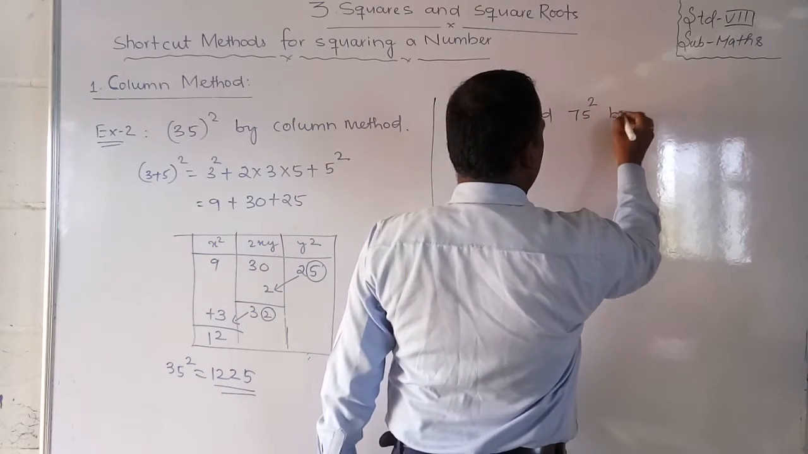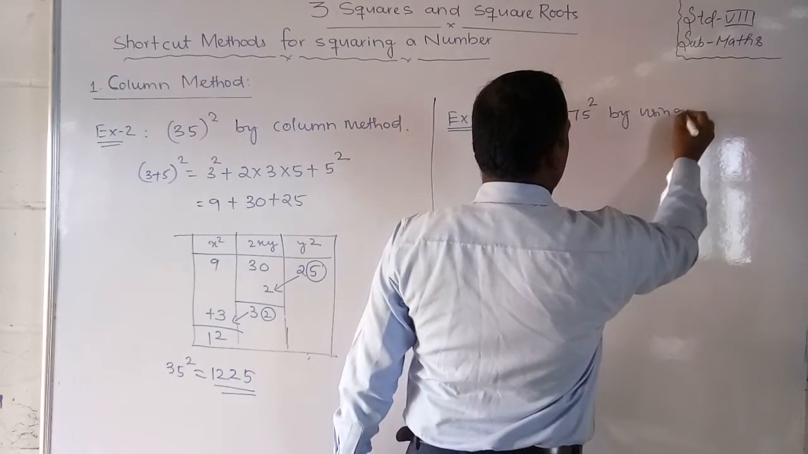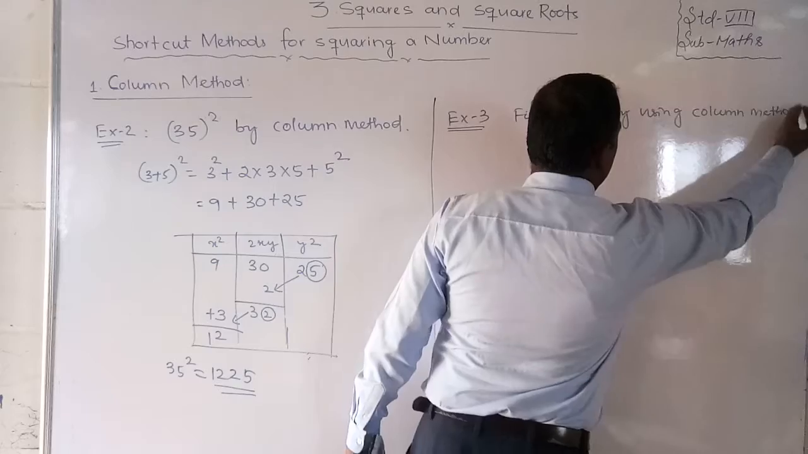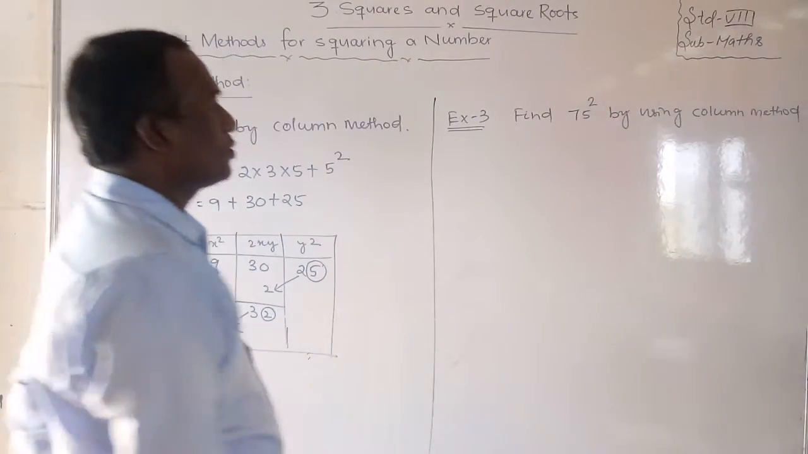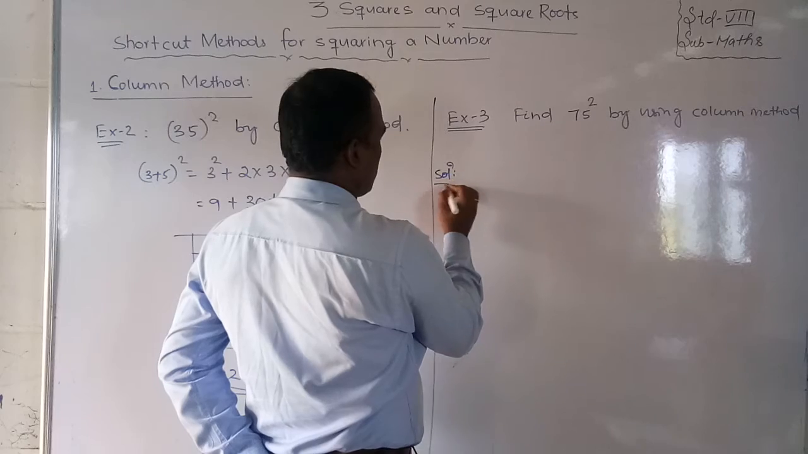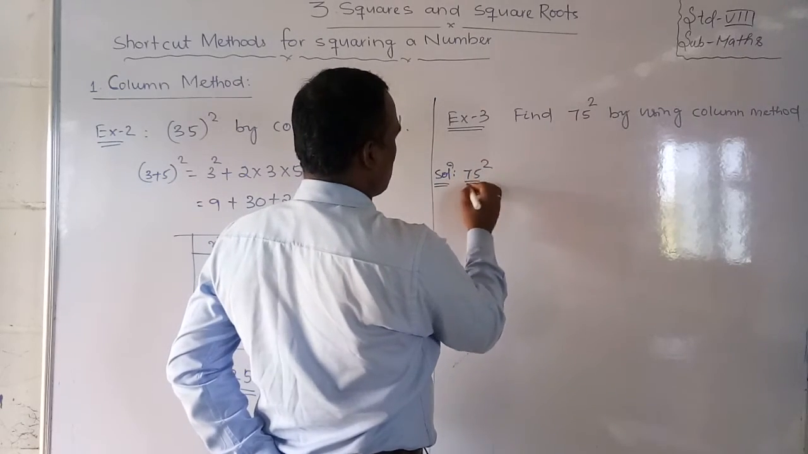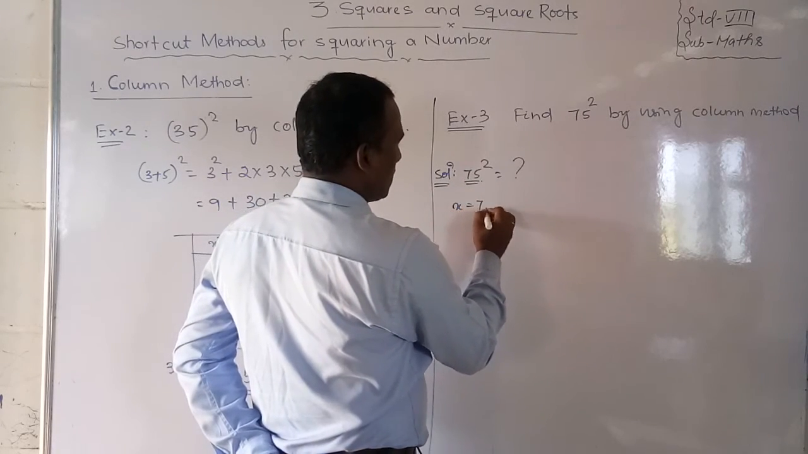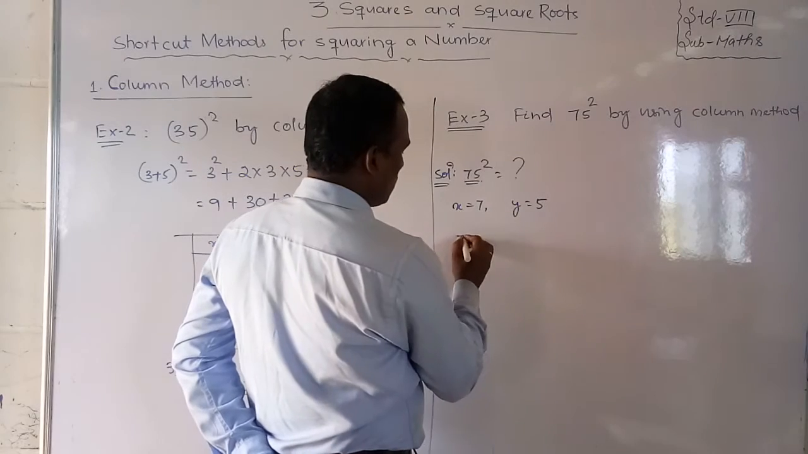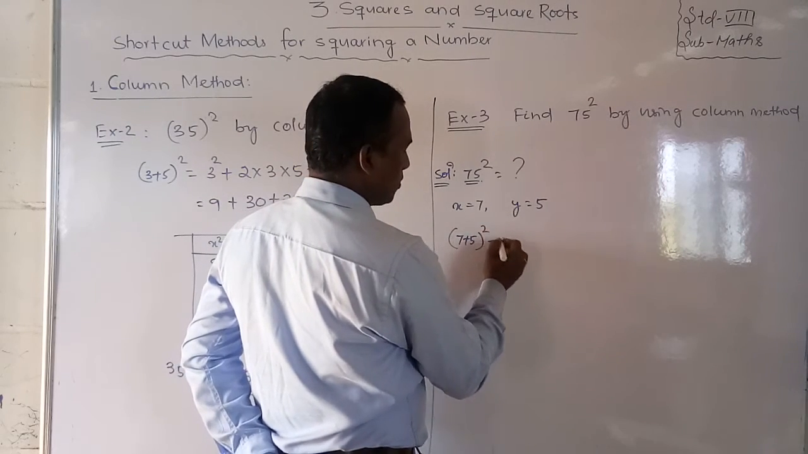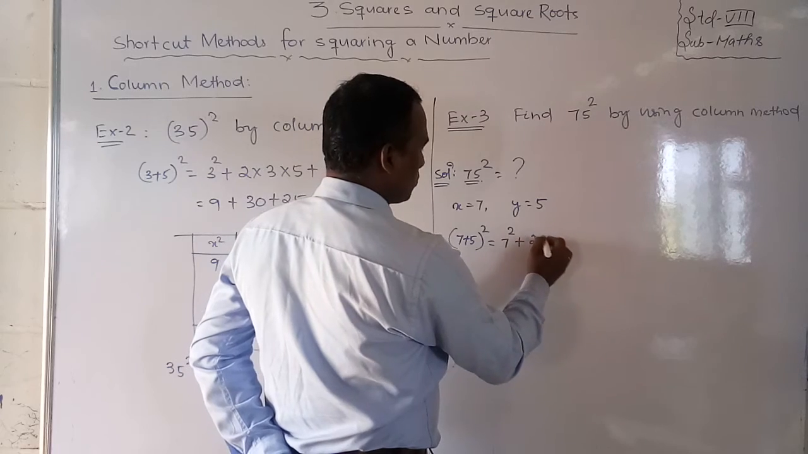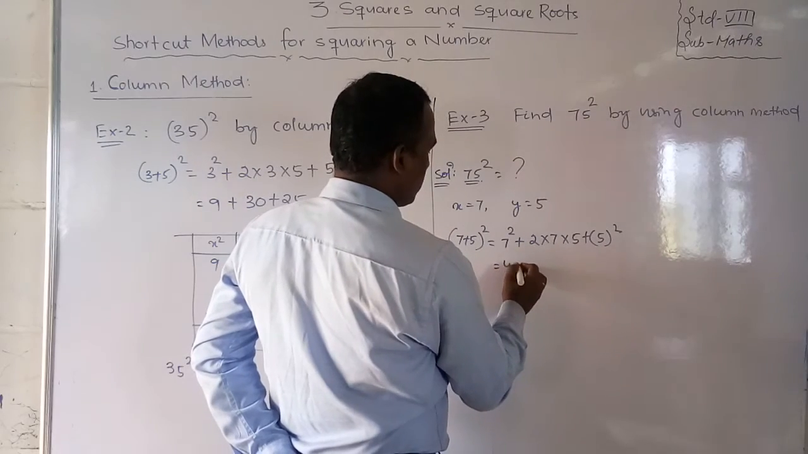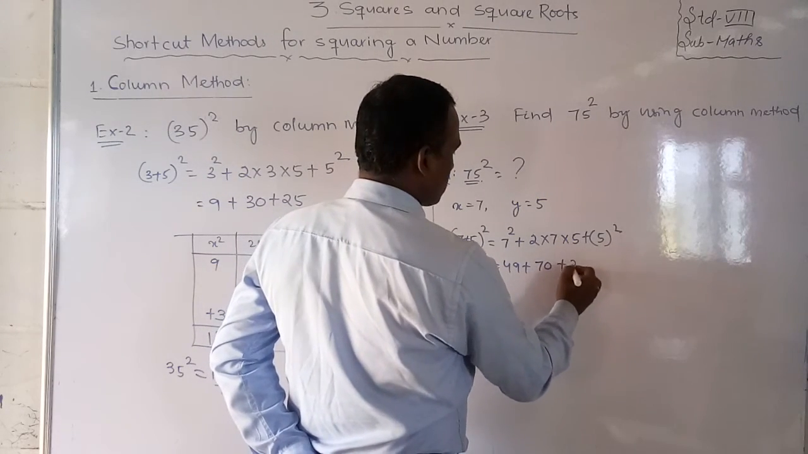75 square by using column methods. Okay. So what do you have to do, friends? Solution. First of all, we have to do 75 square. Yes or no? Okay. How much do you have to find out? So for that, what have you written here? X is equal to how much? 7. Y is equal to how much, friends? 5. So 7 plus 5 whole square is equal to, what will I do? 7 square plus 2 into 7 into 5 plus 5 square is equal to 49 plus 70 plus 25.